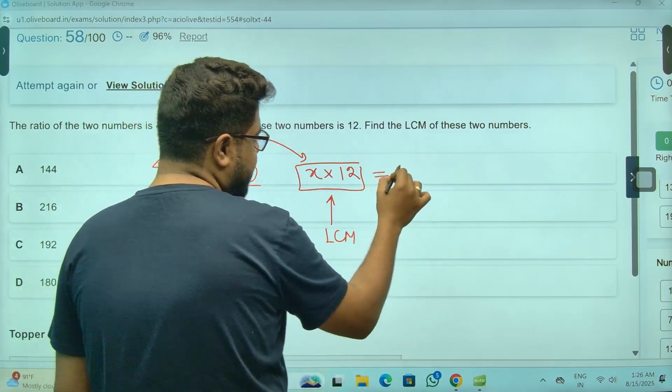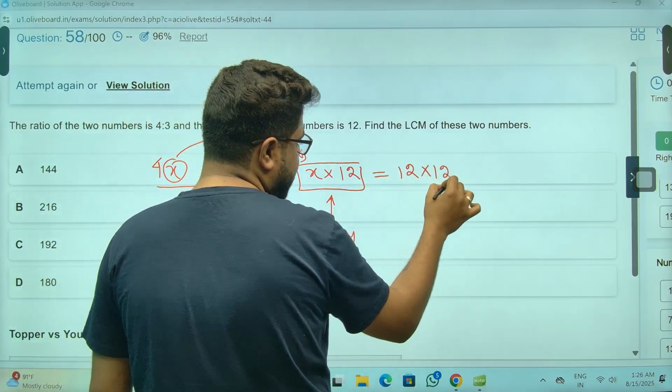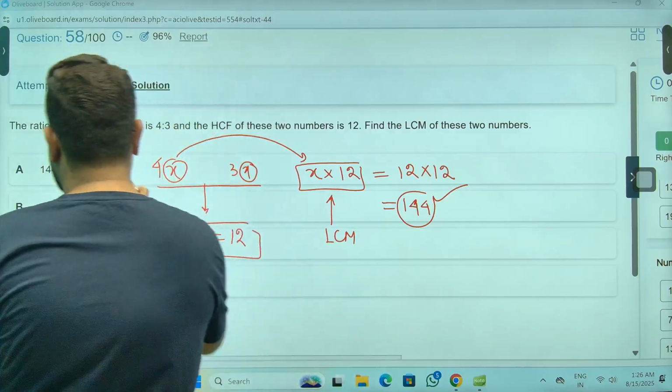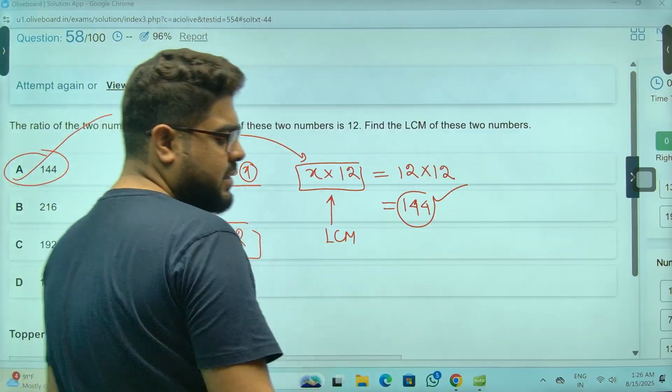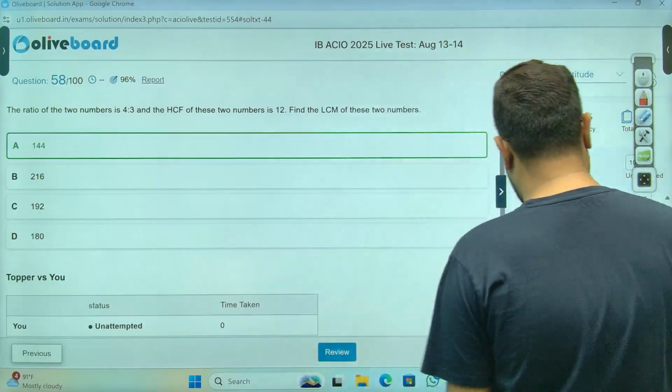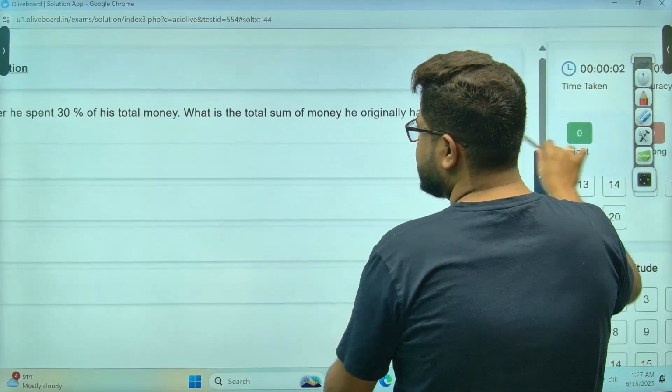That means, sir, 12 into x, I just found out to be 12. So your answer will be 12 square, 144. That's your answer. Option number A. Dekho, it's not very difficult. It is again not very, very difficult. Very simple. Next one, sir.